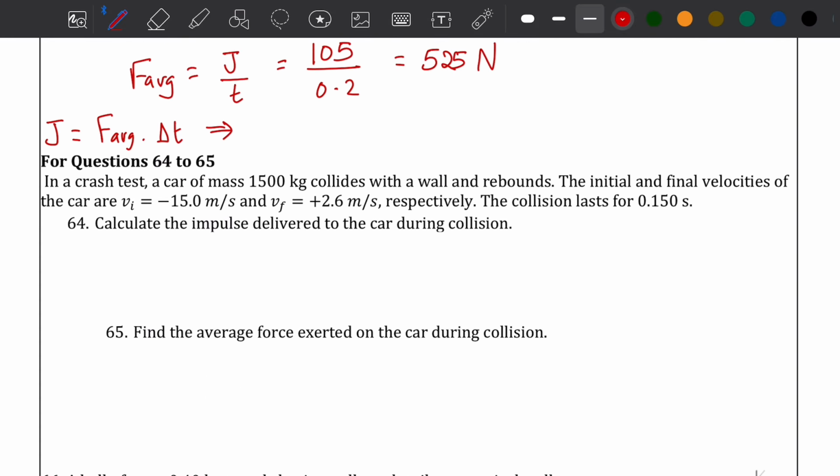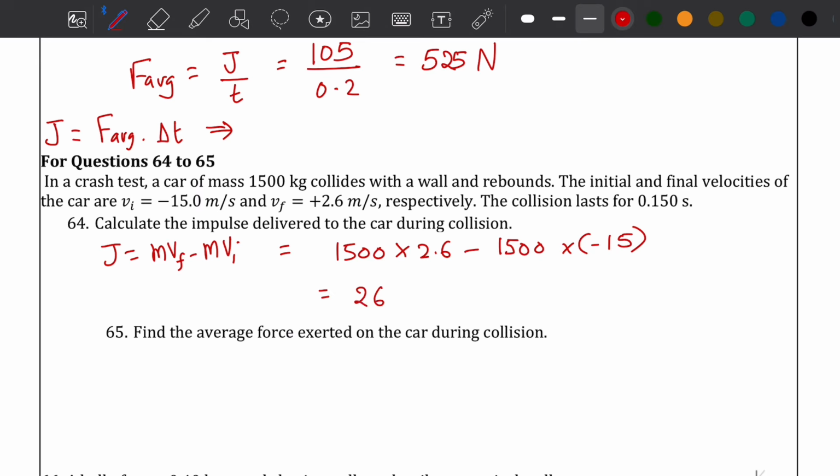Okay, in a crash test, a car of mass 1500 kg collides with a wall and rebounds. The initial and final velocities are given. Again, collision lasts for 0.150 seconds. Again, the same type of question, it's asking for impulse delivered. Formula we'll use. The mass is 1500 times 2.6 minus 1500 times negative 15. This will come out as 26,400. Put the unit kg meter per second.